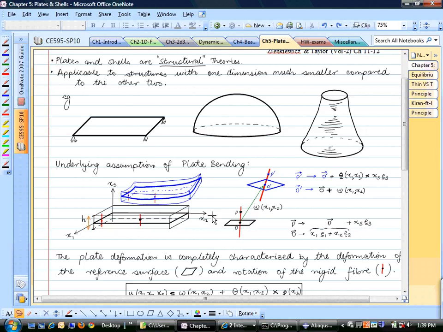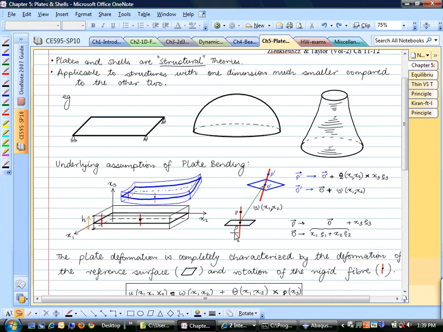So x1 and x2 are the plane of the plate, and x3 is the vertical dimension. As soon as we find the centroidal location, after that what we'll do is rotate this rigid line by small angles θ1 and θ2, which are our rotation components along x1 and x2. So θ1 and θ2 are small rotations.